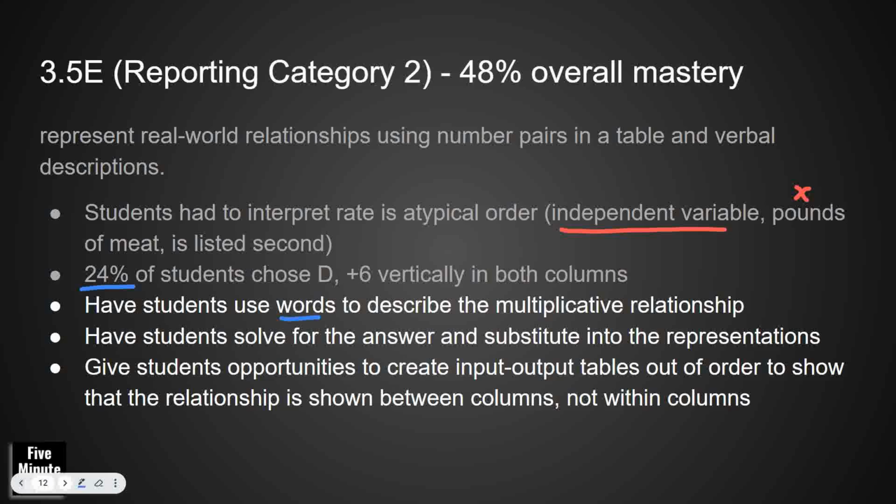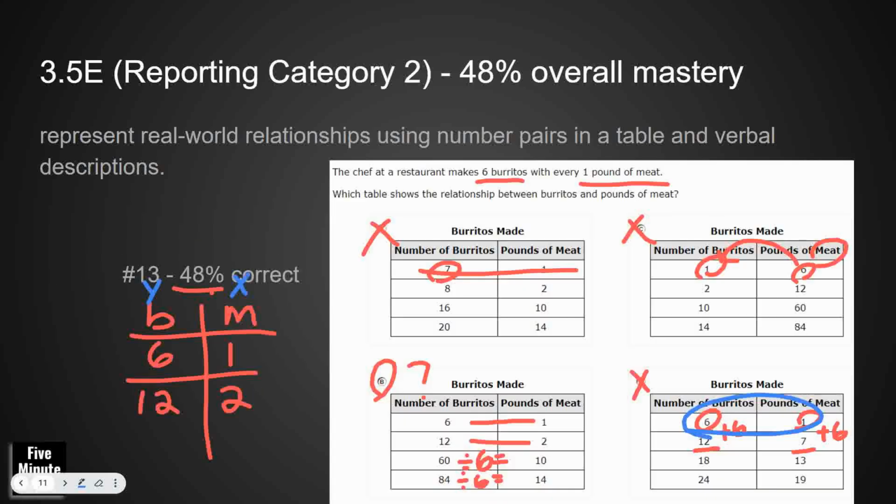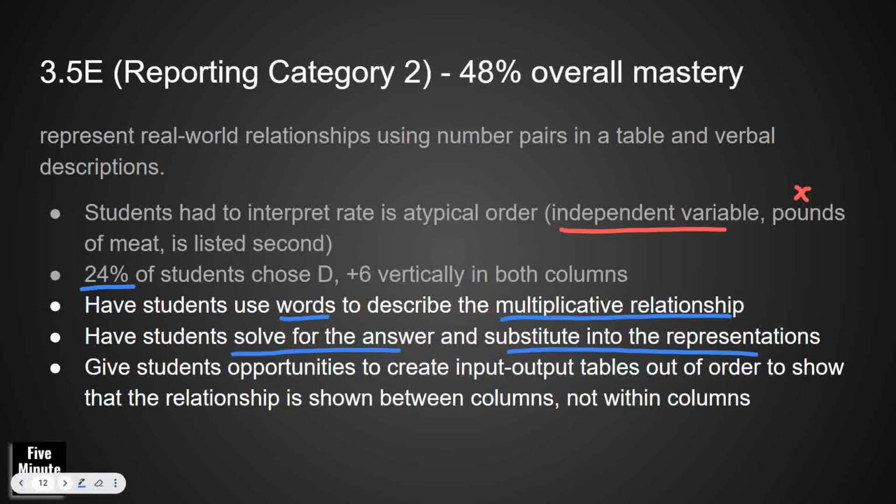Well, they can use words to describe the multiplicative relationship, right? So instead of always trying to find a rule, we can use words: divide by 6, or is 6 times as much, depending on which way you're reading it. Have them solve for the answers and then substitute into the representation. So kind of like what we did right here before I even started, I just extended the problem itself, created my own table, and then I matched it up.